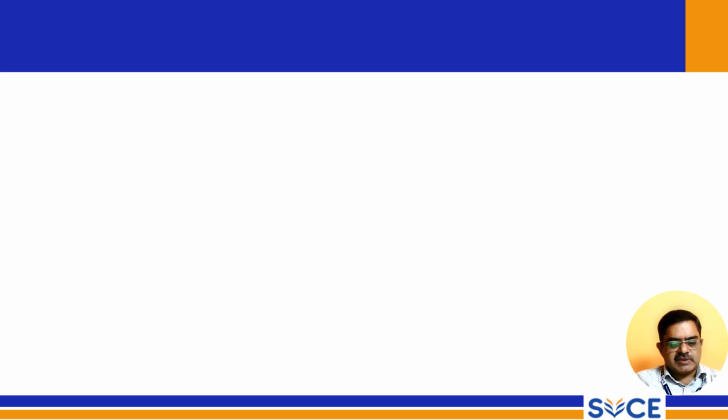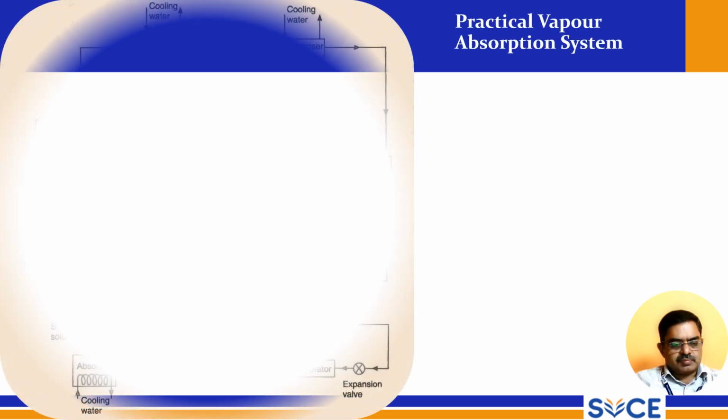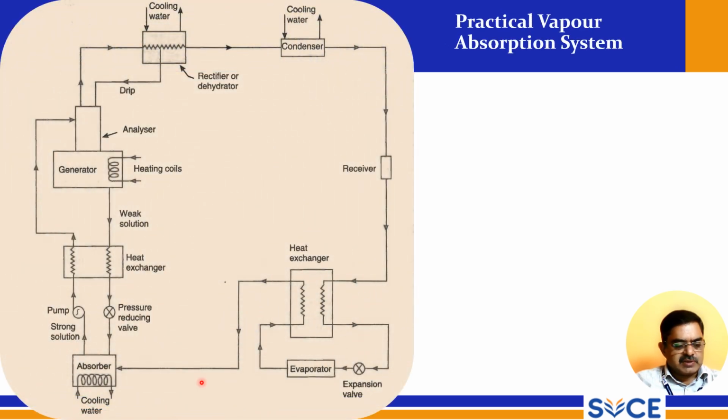So next we see the schematic of a practical absorption system. So this is the schematic where we have the absorber. Here cooling water is circulated, and we have a pump, and a heat exchanger is provided. So in a practical absorption system, a heat exchanger is provided here.